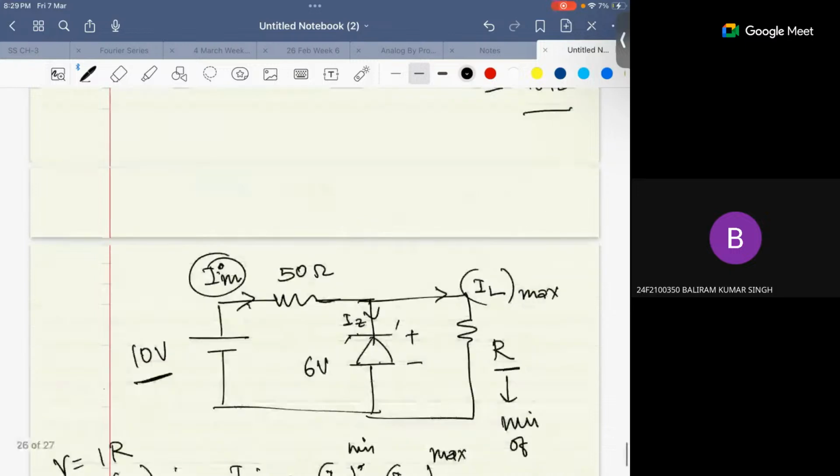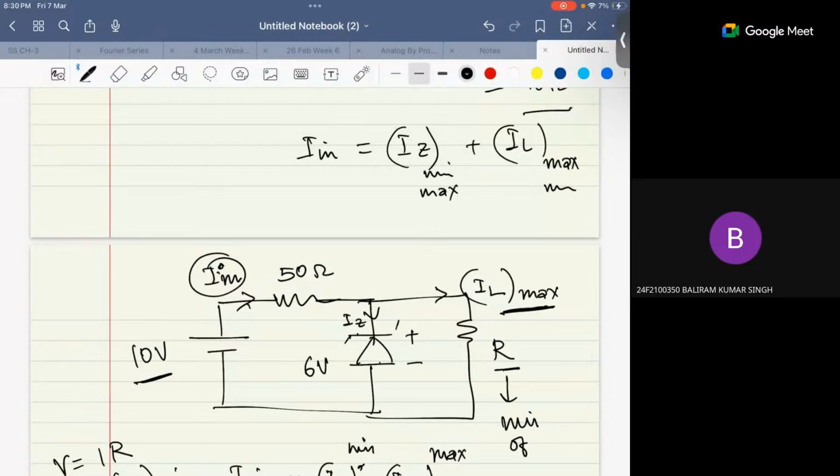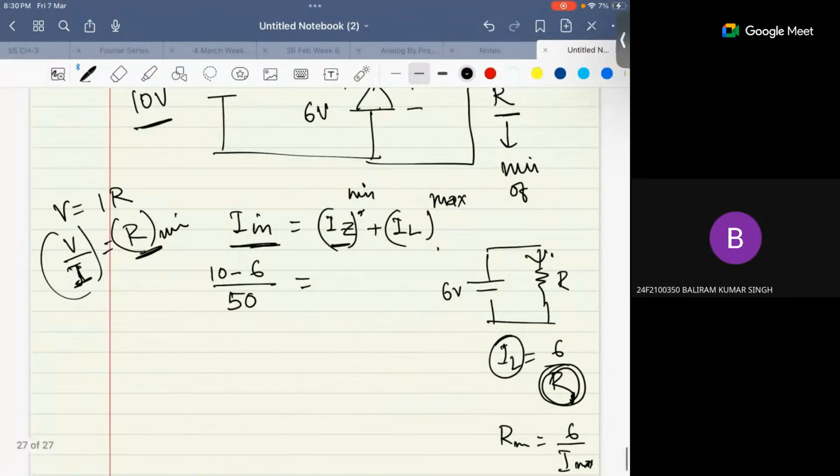I told you, right? I input is what? Ig plus IL. If this is maximum, this will be minimum. IL maximum, that means Ig minimum you need. Correct? How many of you have understood? Yes, sir. So then you can calculate the value.